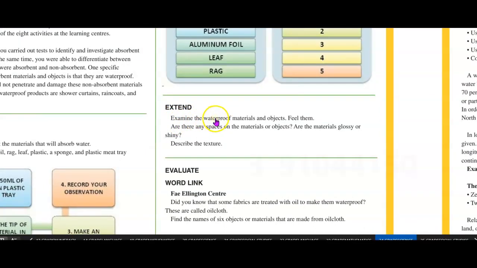Extend. Examine the waterproof materials and objects. Feel them. Are there any spaces on the materials or objects? Are the materials glossy or shiny? Describe the texture. So let's go back to that situation with the leaf. If the leaf is green, it might be glossy or shiny. Okay?